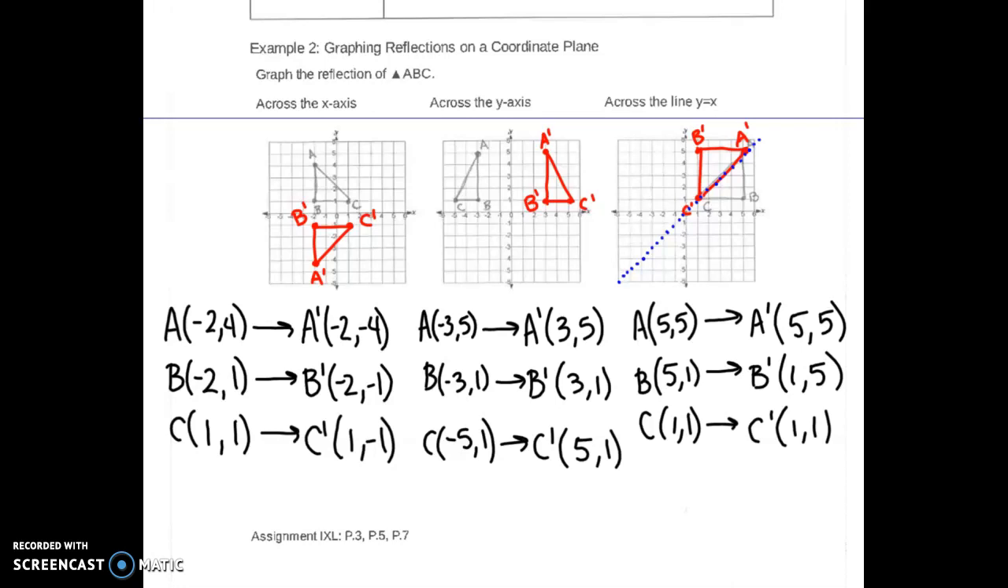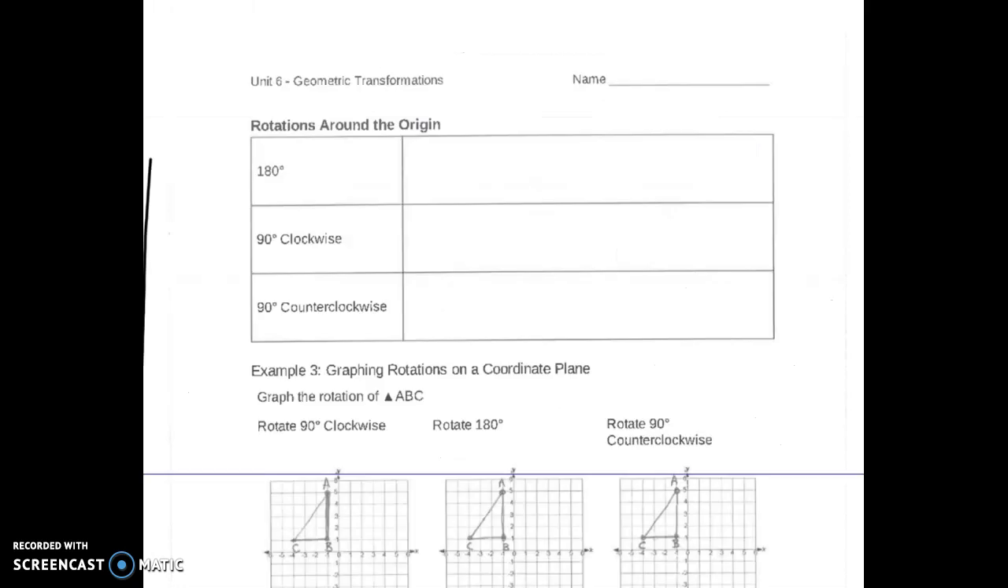Let's go ahead and flip over to the last page, talking about rotations. So rotation, you're going to use the TA, and what that stands for is turn around. So we're going to turn around. So 180 degrees: XY becomes YX. So it's going to be the same thing when we're rotating. We're just flipping the order of those.